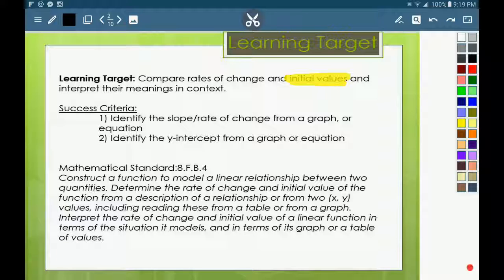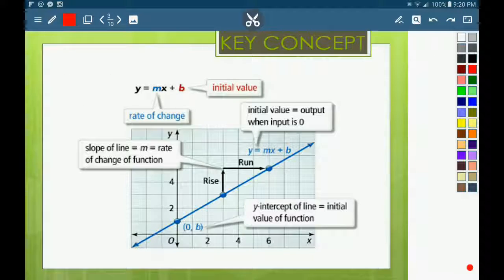In order to be successful today, you're going to be able to identify the slope and rate of change from a graph or equation. That is not new, but we're going to refresh your memory on it. We're also going to identify the y-intercept from a graph or equation. In fact, y-intercept is something we're going to connect to the initial value. So let's take a look at the key idea here.